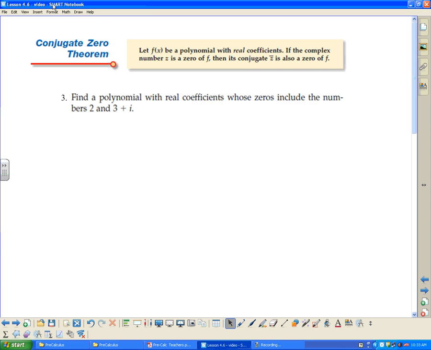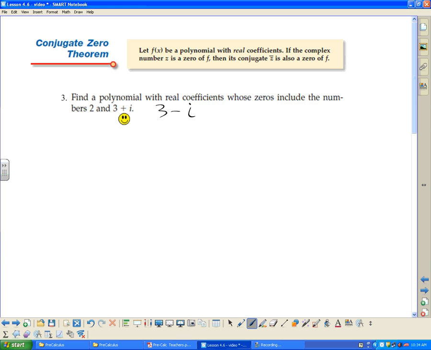Okay, so we're going to look at the conjugate zero theorem. Let f(x) be a polynomial with real coefficients. If the complex number z is a zero of f, then its conjugate z bar is also a zero of f. So we have to be aware that when we have a complex zero, like we have here in this problem, 3 plus i, that means that 3 minus i is also a zero for our problem.